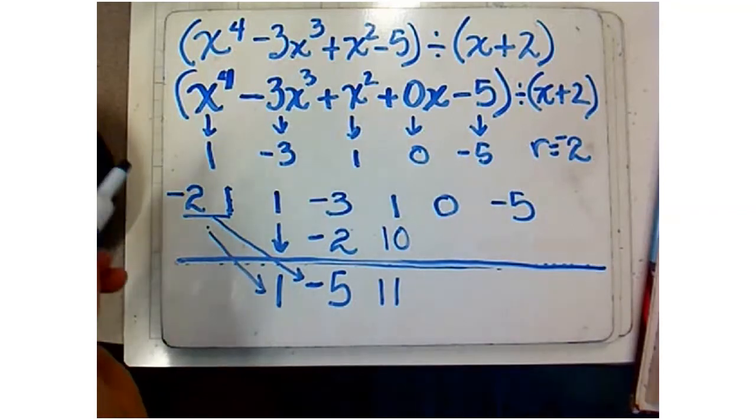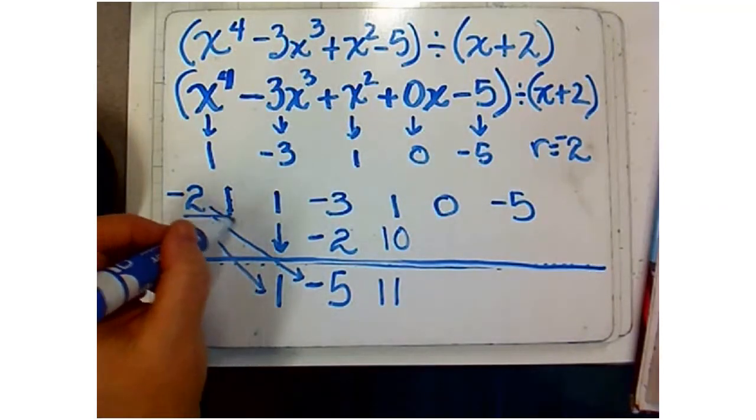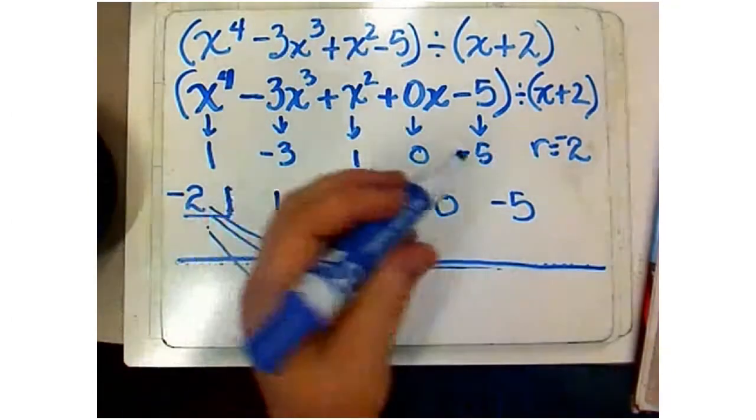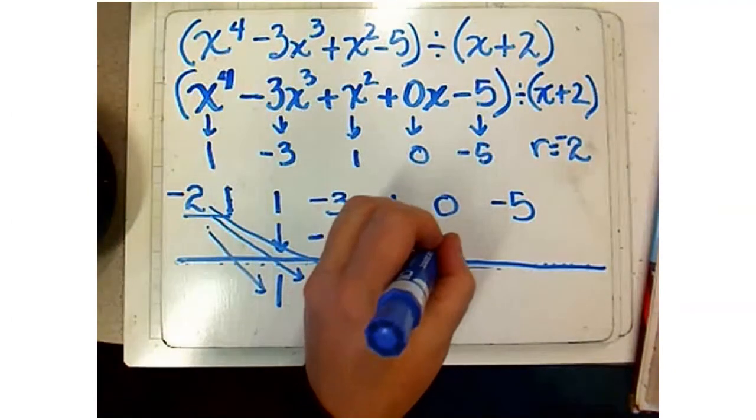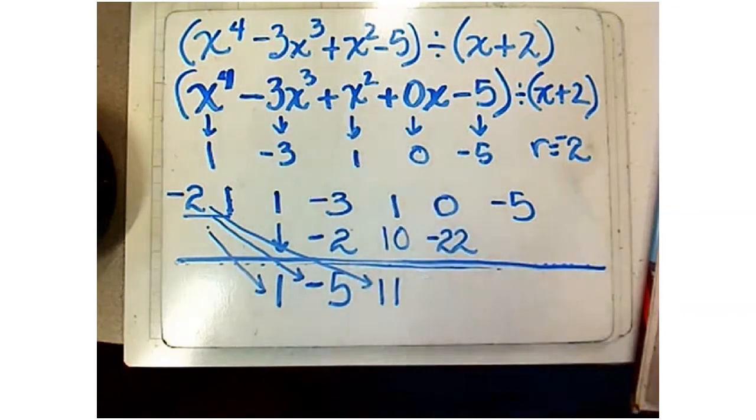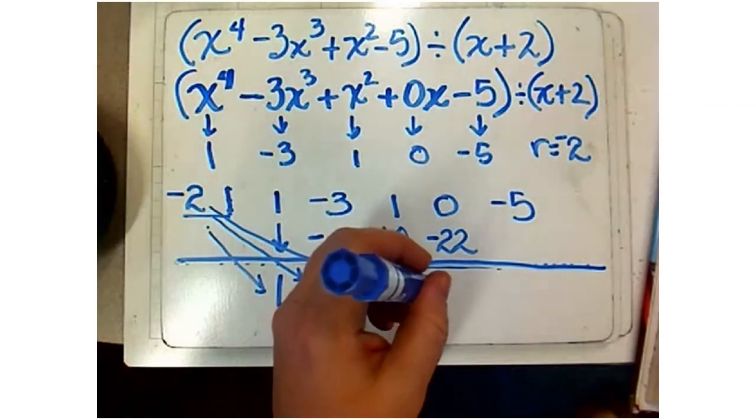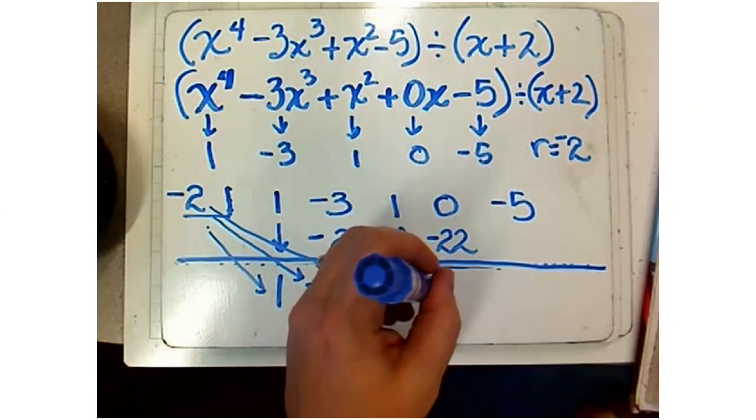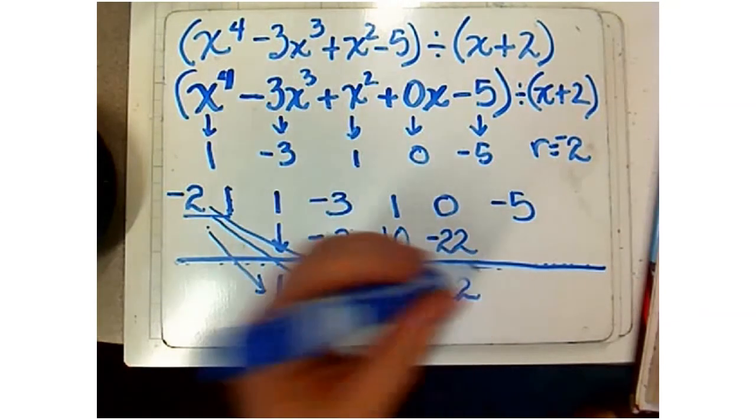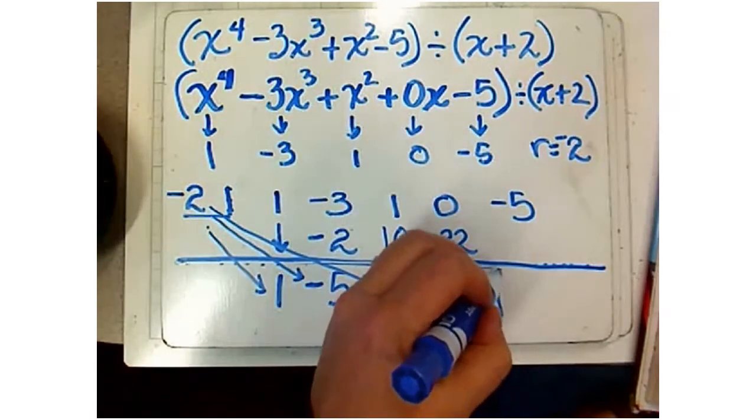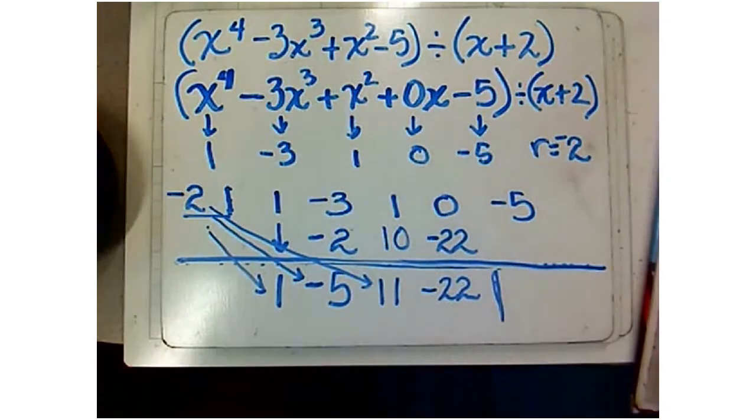All right. Now multiply -2 times the 11. -22. Space over, scroll up, and put -22 under the 0. The next column over, right? You're just moving one over and scrolling up and putting it under there. Now what is 0 and -22? -22, right? -22 below the line.